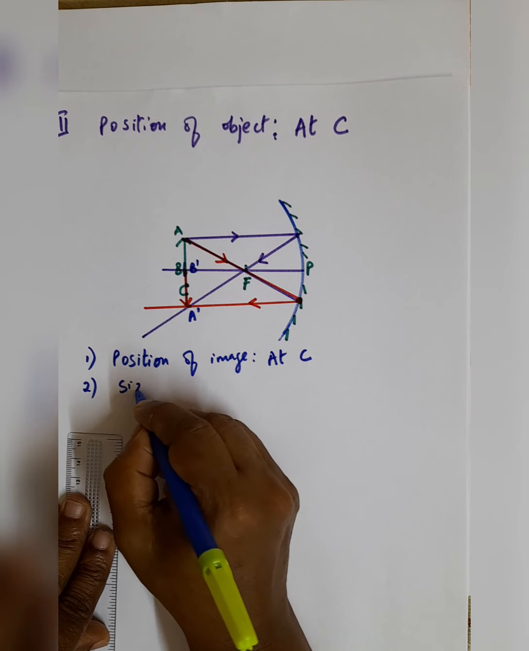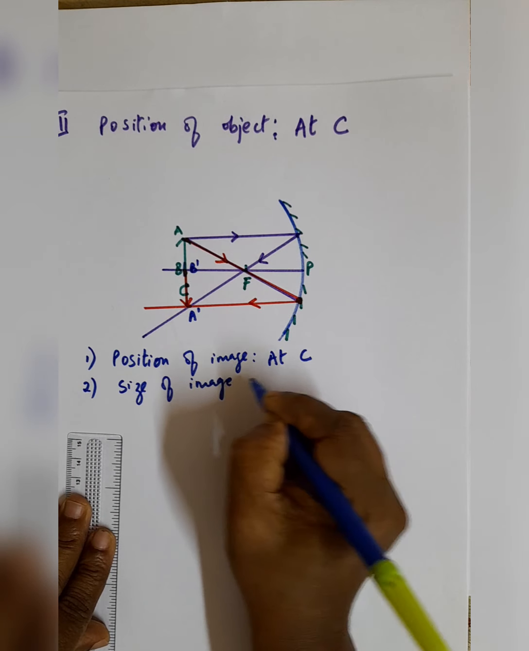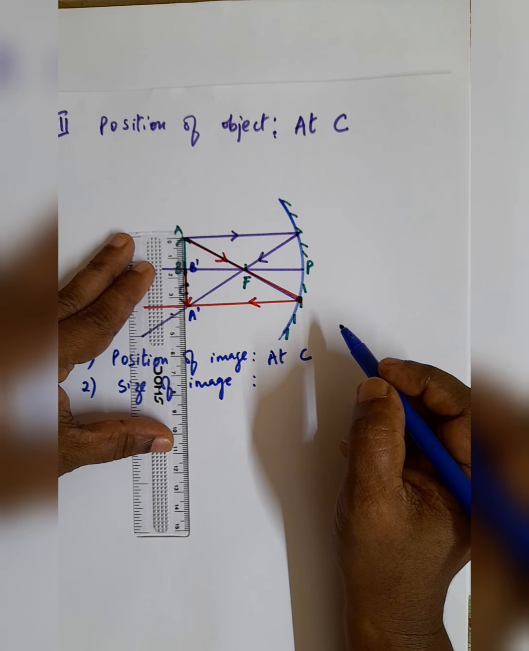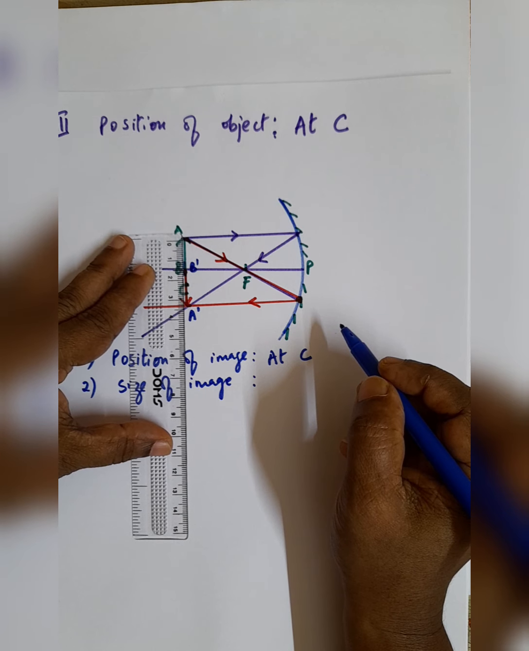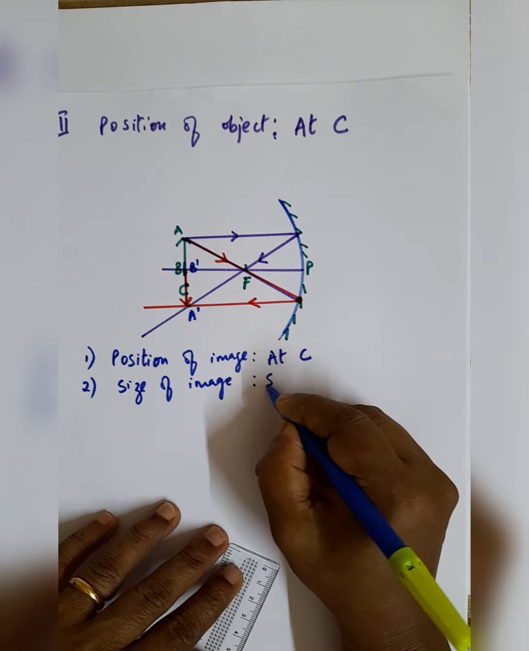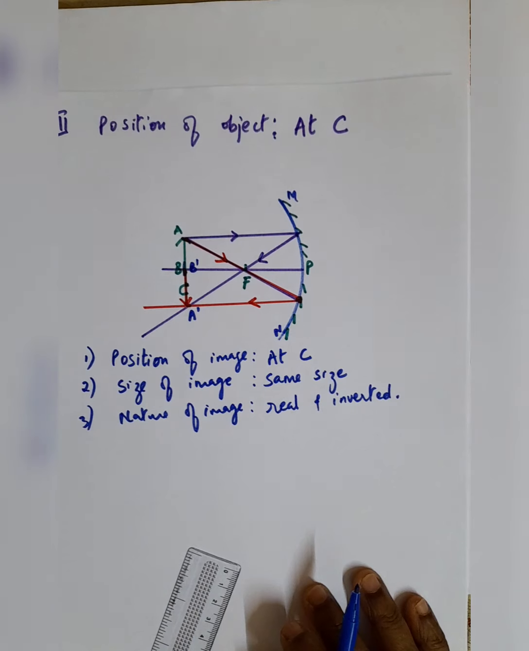Then size of the image. Now you'll observe that it's of the same size. You get of the same size. Look here, my object was 1.5, and here is almost the same size. The third one is the nature of the image. Since the image has formed in front of the mirror, it is real and inverted. If it's real, it is inverted. Okay, right here MN, the aperture. Okay. So that was the position of the object at C.